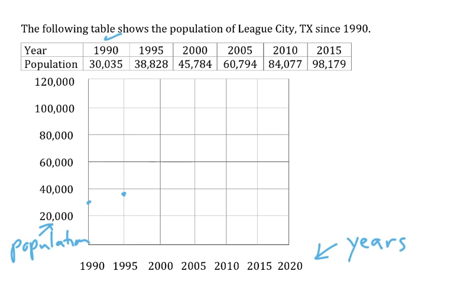In 2000, the population was roughly 45,000. Now you'll notice that I have the vertical axis marked off in units of 20,000. So 50,000 would be halfway between 40 and 60,000, and 45,000 would be roughly a quarter of the way between 40 and 60,000. Let's put that right about there. In 2005, the population was just over 60,000. In 2010, the population was 84,000. That's going to put me about a quarter of the way between 80 and 100,000. And in 2015, the population was just short of 100,000.